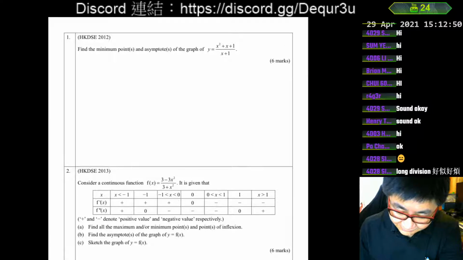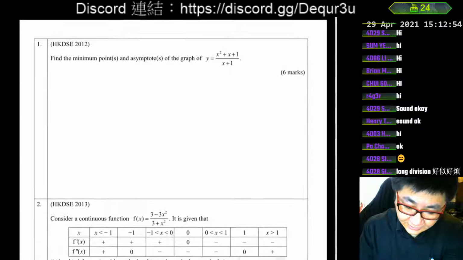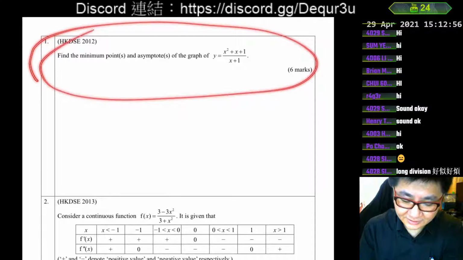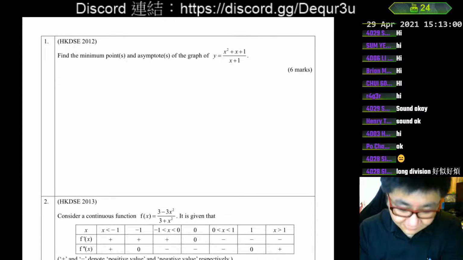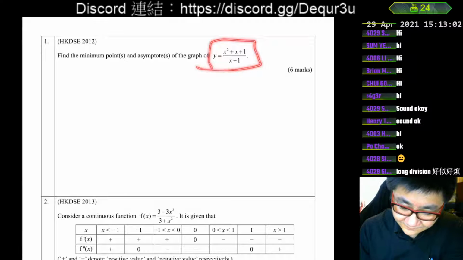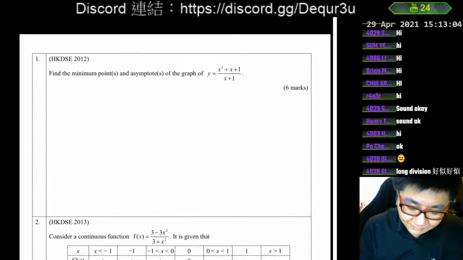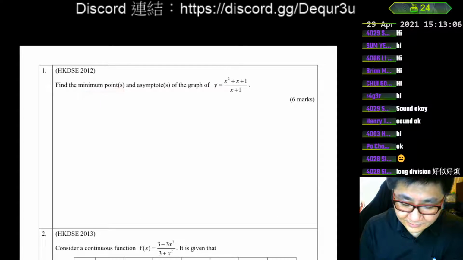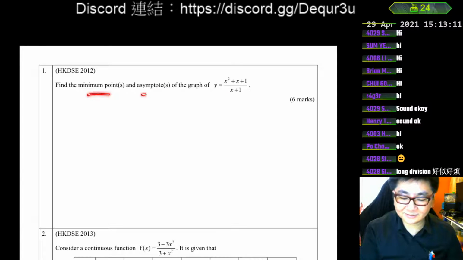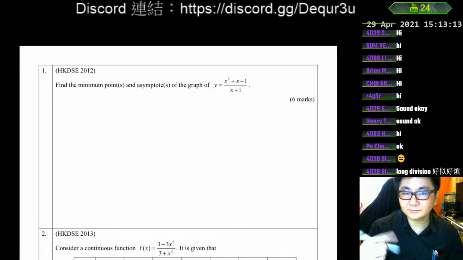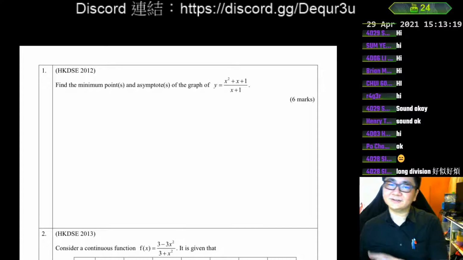Okay, we can see some examples here. It is a real DSE question, the XK DSE 2012 question. You are given a function, and you want to find the minimum points and the asymptotes of the graph. I also hope to use this example to show you more, but we may not have enough time because there are just 2 minutes left.